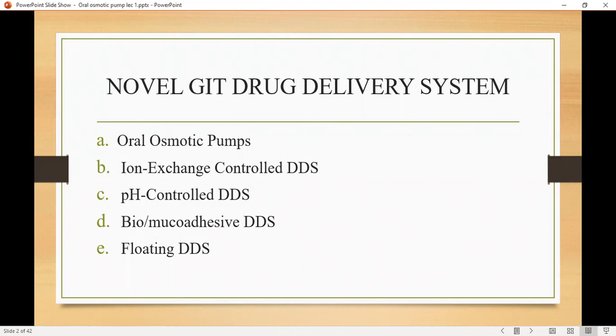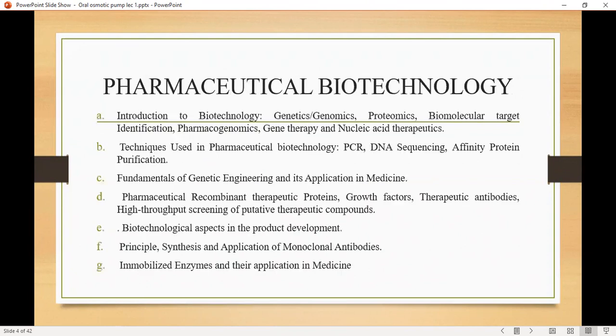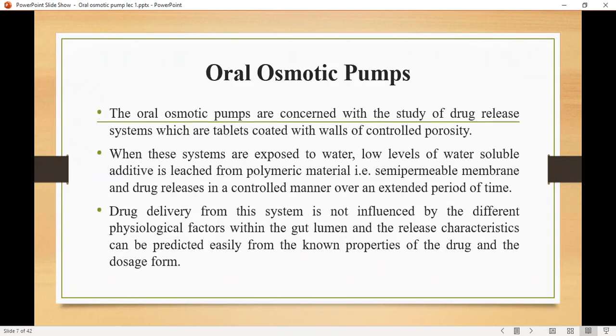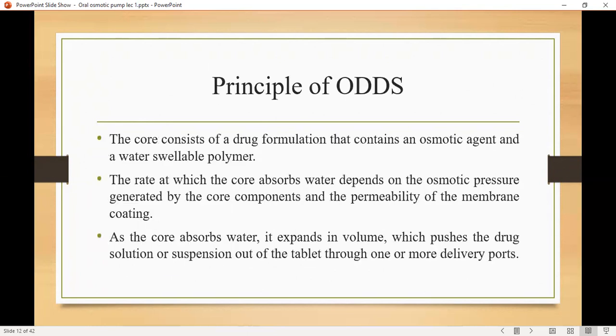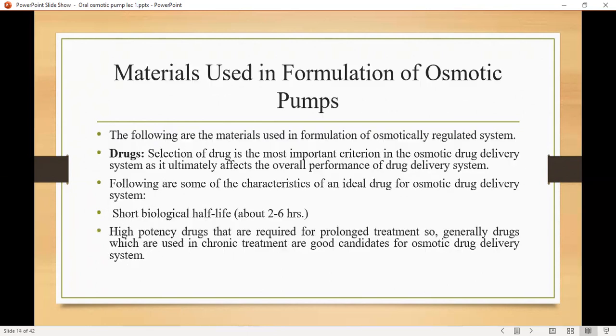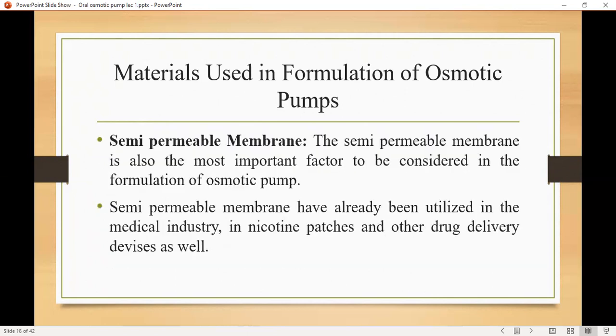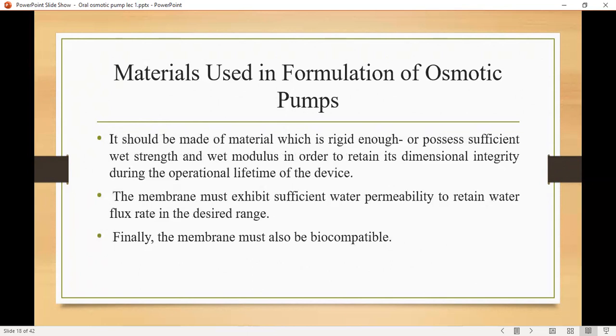About oral osmotic pumps, we discussed what oral osmotic pumps are and what the formulation for oral osmotic pumps is, the advantages and disadvantages of the oral osmotic pump drug delivery system, the principle of osmosis, the principle of osmotic drug delivery system, and the materials used in formulation of osmotic pumps. We also discussed things which need to be considered, like the quality or parameters of the drugs, osmotic agents, and the semi-permeable membrane.